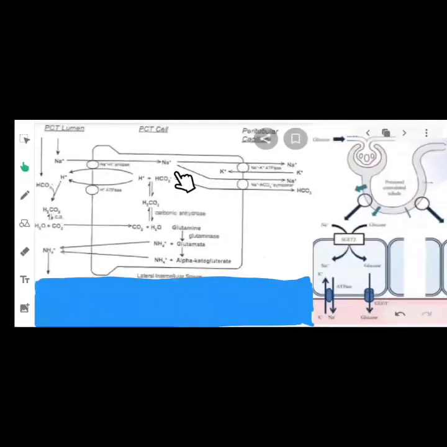Now this bicarbonate with sodium gets out into the peritubular capillaries and interstitium through sodium bicarbonate symport. And this sodium also gets exchanged with the potassium ion. This is how these four important substances are reabsorbed.